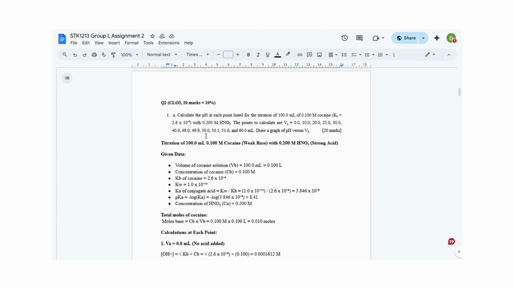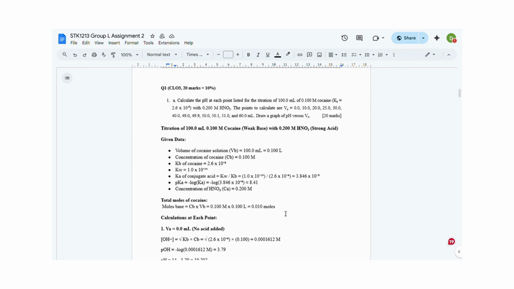So, the question is: calculate the pH at each point listed for the titration of 100 ml of 0.1 mol cocaine. This is the base dissociation constant, 2.6 times 10 to the power of -6, with 0.2 mole nitric acid. The points to calculate are on the given volume of acid: 0.0, 10, 20, 25, 30, 40, 49, 49.9, 50, 50.1, 51, and 60 milliliter. And we have to draw a graph of pH versus volume of acid.